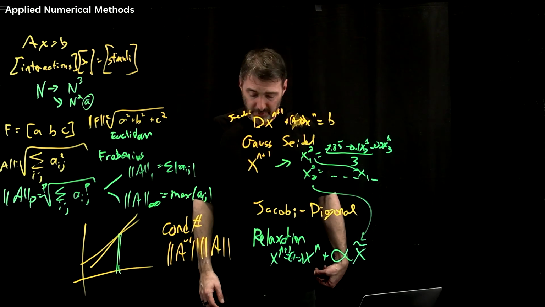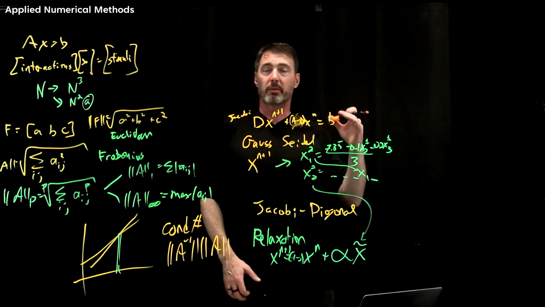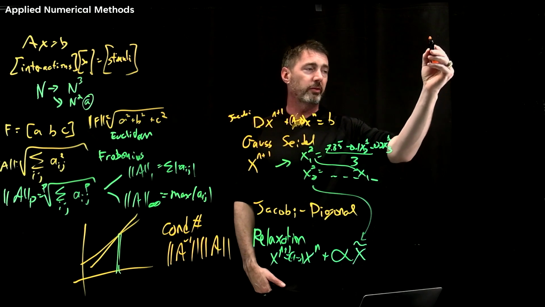Okay, so a couple more. There's a whole class called conjugate gradient, or really, I'm going to draw this in a sort of 2D environment here.